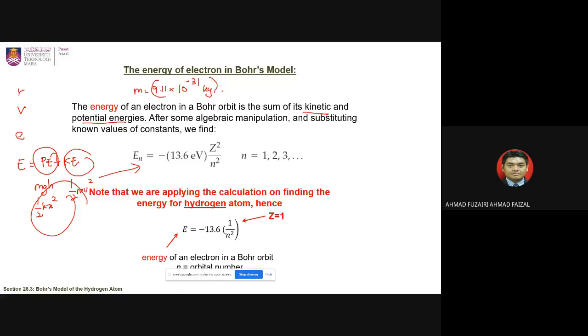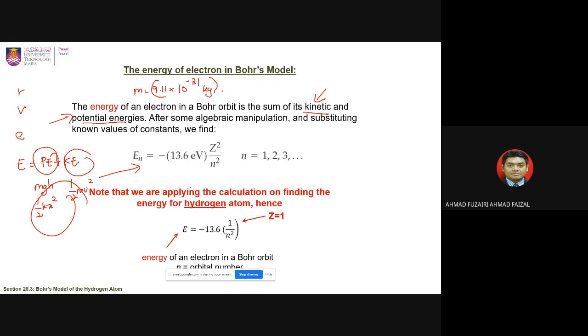It's very, very small compared to the normal mass of a car, for example, right? So you need to get something here. We are now trying to calculate the energy of an electron inside the Bohr orbit, using the concepts of energy, in the sense that we know the energy is based on kinetic and also potential energies, and then we can simplify after the algebraic manipulation.